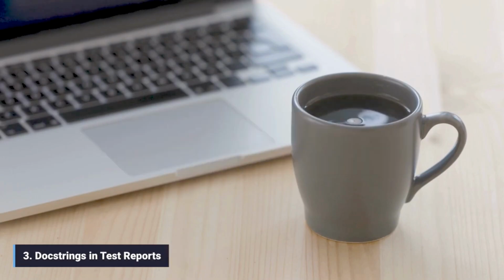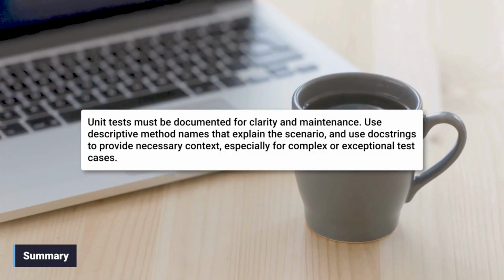3. Docstrings in test reports. Docstrings aren't just for reading the source code. Many advanced testing tools, like nose2 or pytest, can optionally use the test docstrings to generate highly readable, human-friendly test reports, transforming cryptic test failures into clear, descriptive messages for the entire team. This capability underscores the value of writing good docstrings.